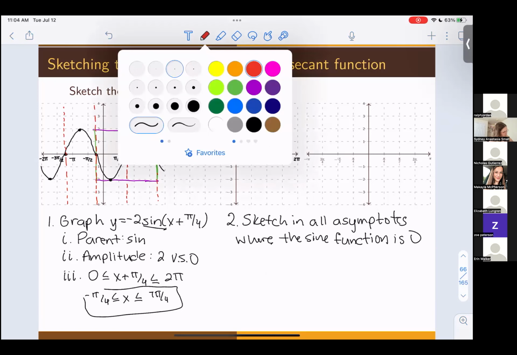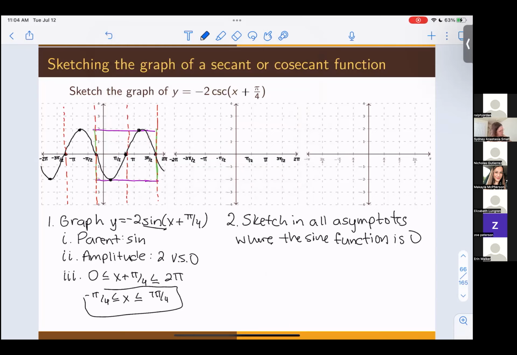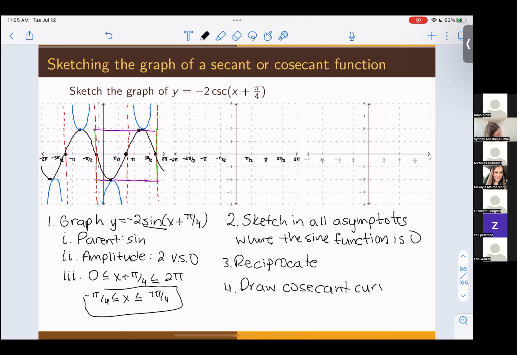And now that we have those, we can draw in our cosecant curves, just making little U's like this, stemming from the high and low points of the sine wave, i.e. the minima and maxima. Cool, and that step that I just did there was reciprocating. And finally, the last step, we want to draw the cosecant curves on the correct set of axes.